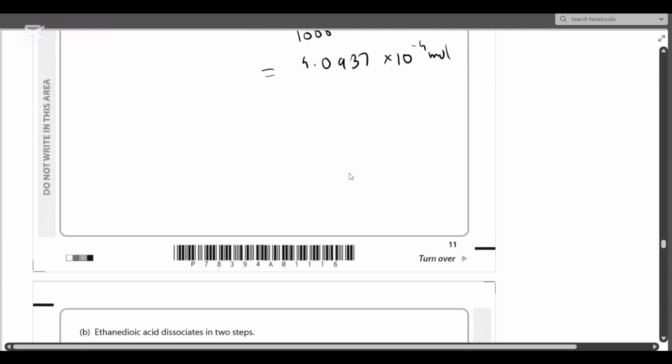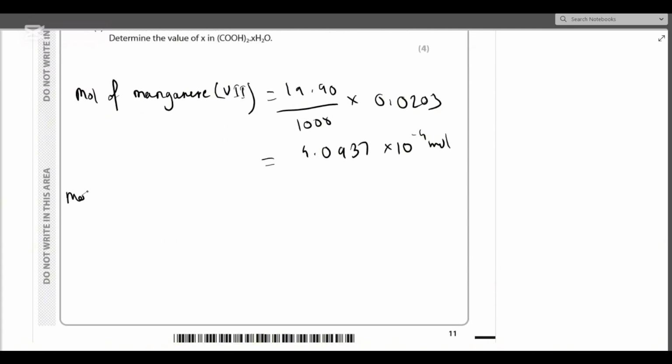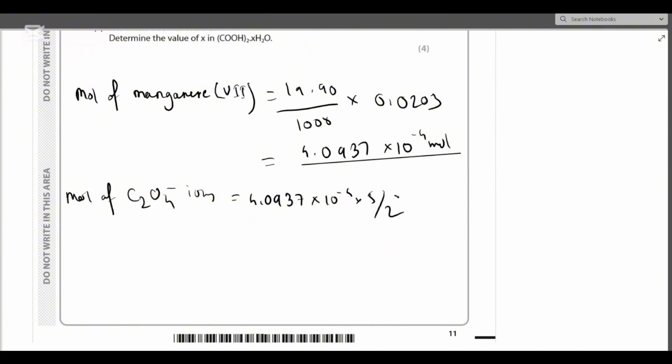So we can easily use the ratio and find the moles of ethane dioic acid, C2O4 ions. So we can write the moles of manganese provided, which we have calculated in the previous step, multiplied by the mole ratio, which is 5 by 2 times 10.